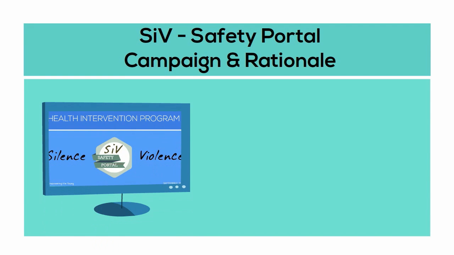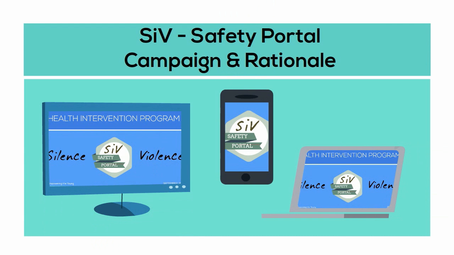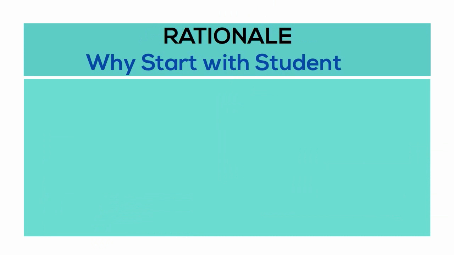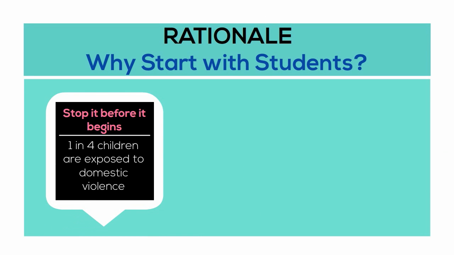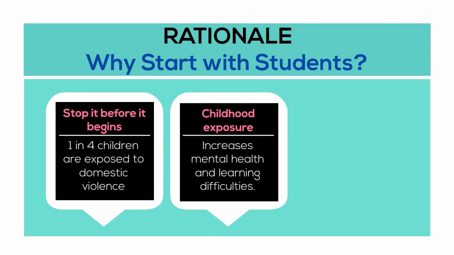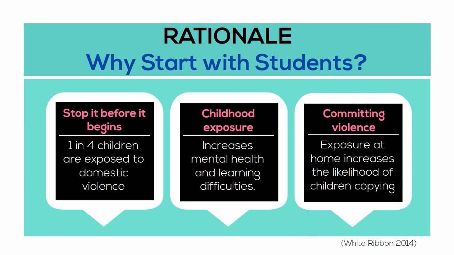Now let's look at Silence's Violence Safety Portal campaign and rationale. So why start with students? Research states that in Australia, 1 in 4 children are exposed to domestic violence. If children witness domestic violence, there is an increased risk of mental health, behavioural and learning difficulties in conjunction with coping behaviours, especially when exposed to such violence in their homes.